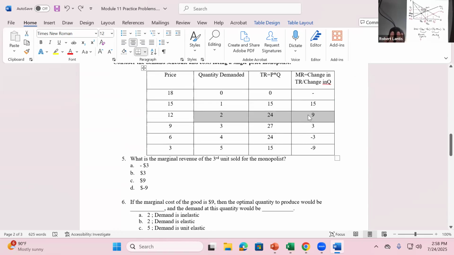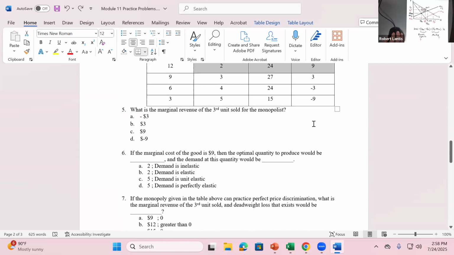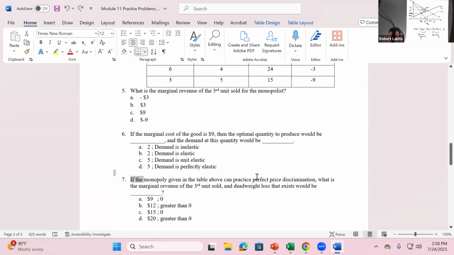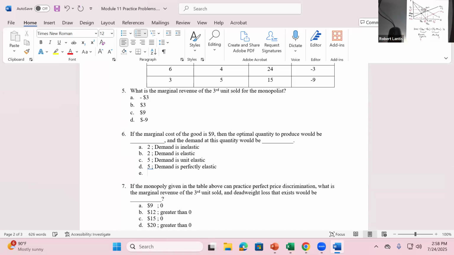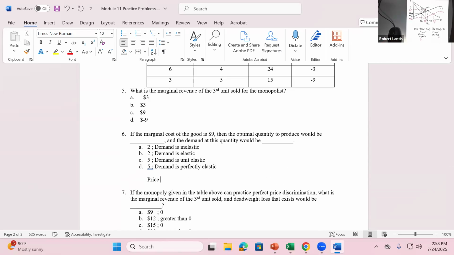As long as that's positive, I know that the point I'm at in the demand curve is elastic. Now, we said that the single price monopolist will always choose a positive marginal revenue. Let's think about instead, what if I had a perfect price discriminating monopolist? Let's say I add a question in here. The price discriminating monopolist faces constant marginal cost equal to 6.